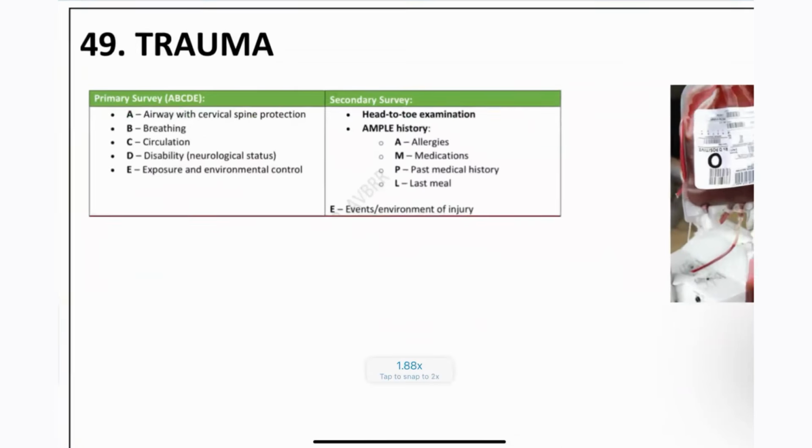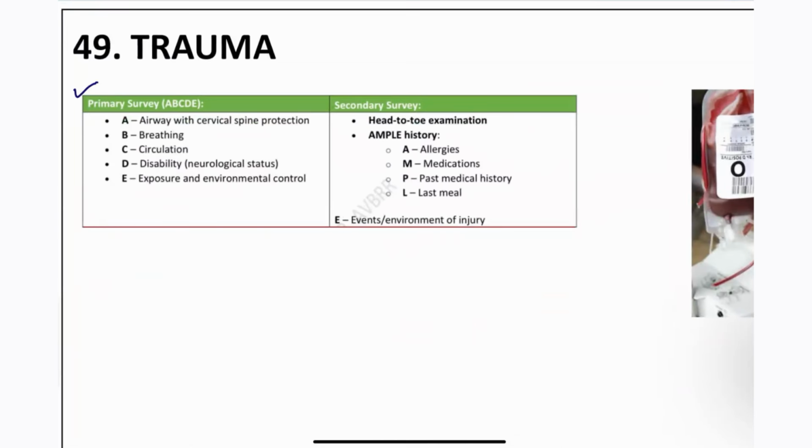Next, moving on to the trauma. In the trauma, you have to know about the primary survey. A for airway, B for breathing, C for circulation, D for disability, E for exposure. And secondary survey, head to toe, AMPLE. A for allergy, M for medications, P for past medical history, and L for the last meal that you have to see. And next, triage.